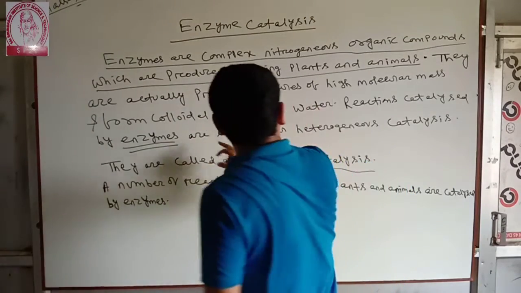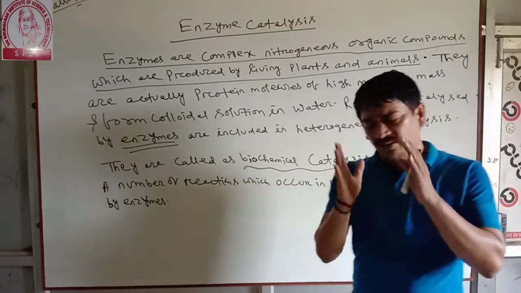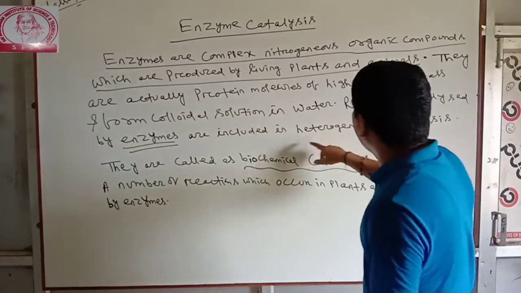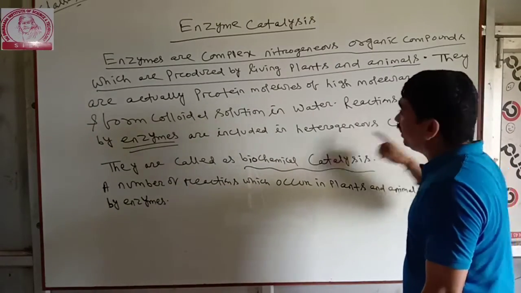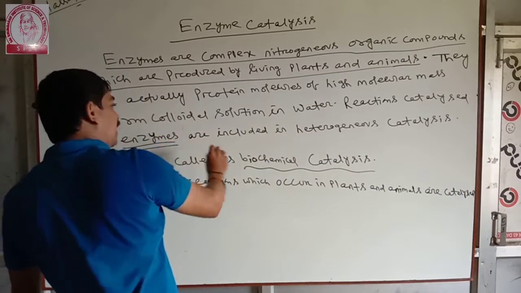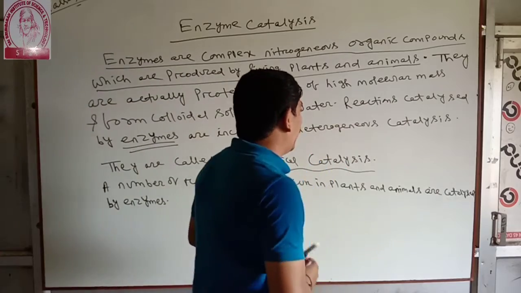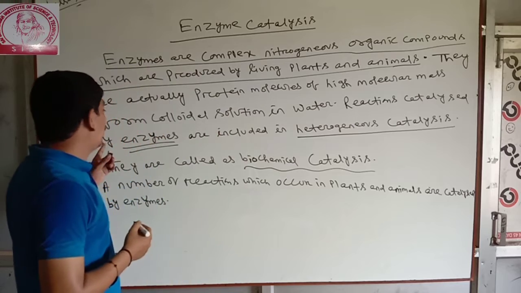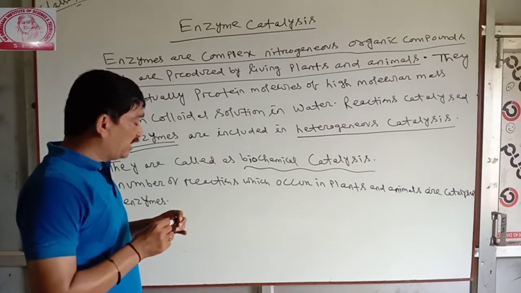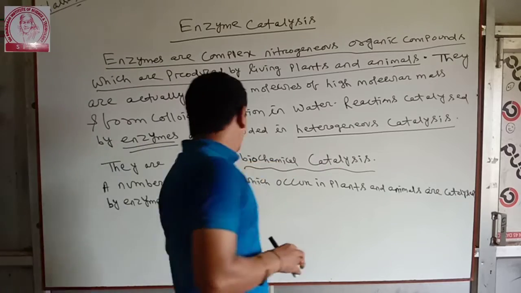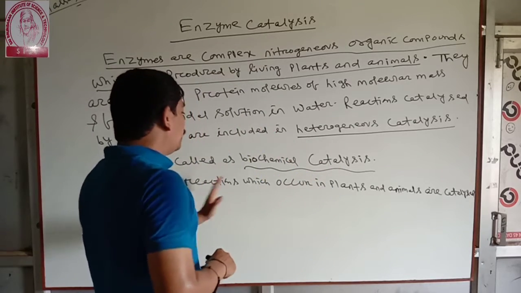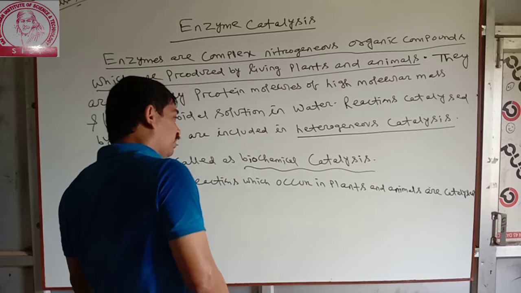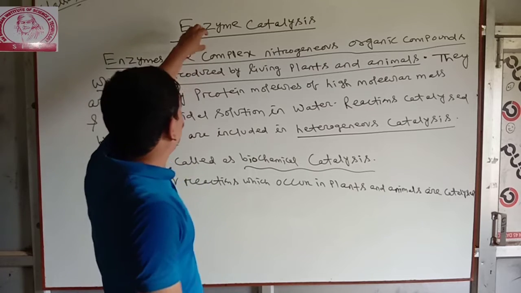So reactions are catalyzed by enzymes. In the presence of the enzyme, the enzyme will act as the catalyst, and generally that is heterogeneous catalysis. Reactions catalyzed by enzymes are included in heterogeneous catalysis, and they are called biochemical catalysis. A number of chemical reactions which occur in plants and animals are catalyzed by enzymes. So this is about enzyme catalysis.